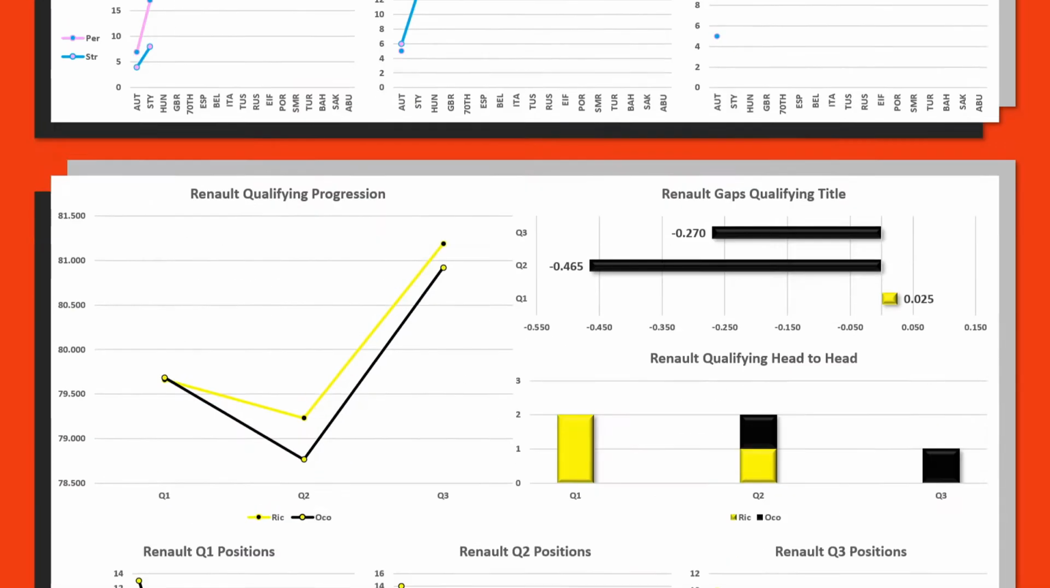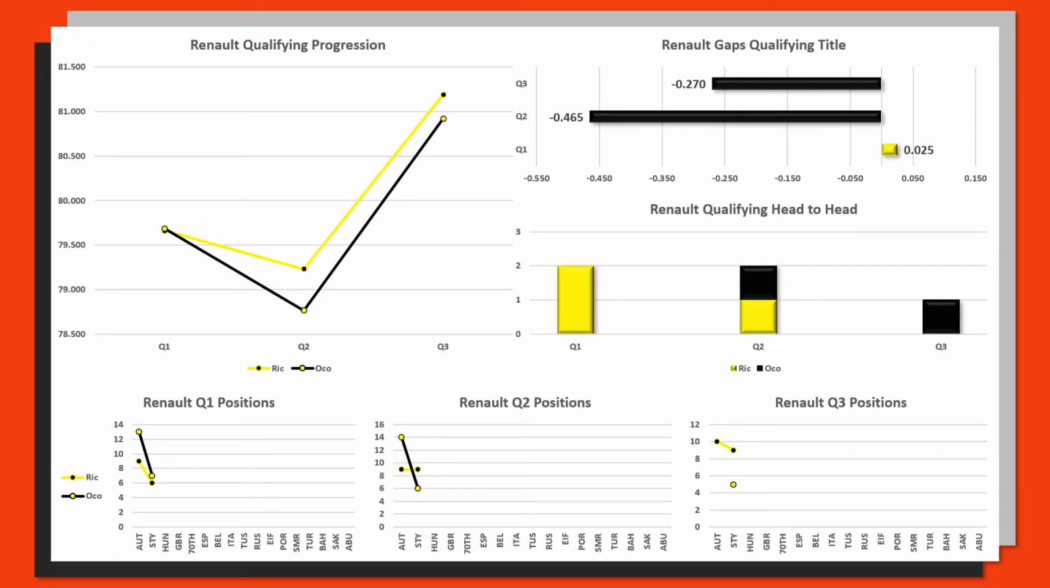And then we move on into Renault, and we see that it is much the same, if not the kind of reverse of McLaren. We have Daniel Ricciardo leading Esteban Ocon in Q1, and then Esteban Ocon leading Ricciardo in the final 2 sessions. Just 0.02 split the two Renaults in Q1, then almost half a second in Q2, and Ricciardo managed to bring it down only just to 2.7 tenths of a second. However, Ricciardo does maintain his head-to-head battle in Q1, as it is currently 2-0.